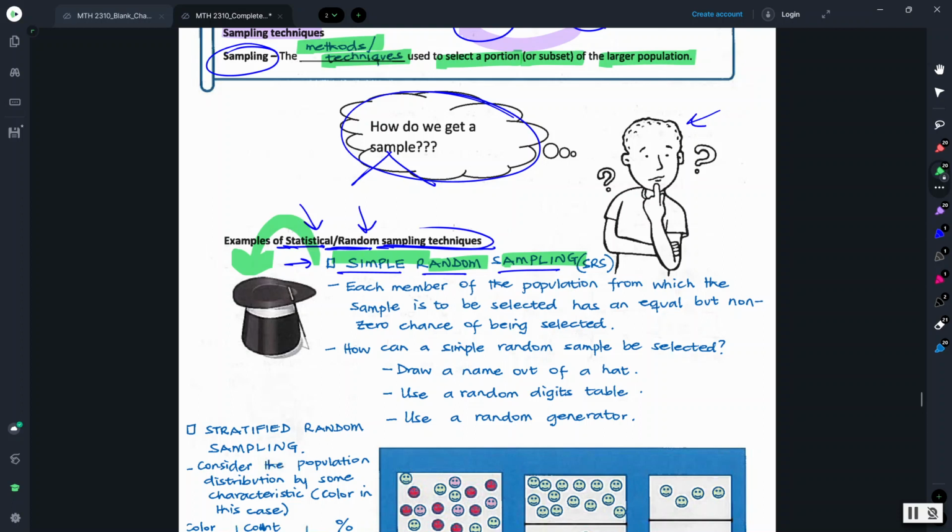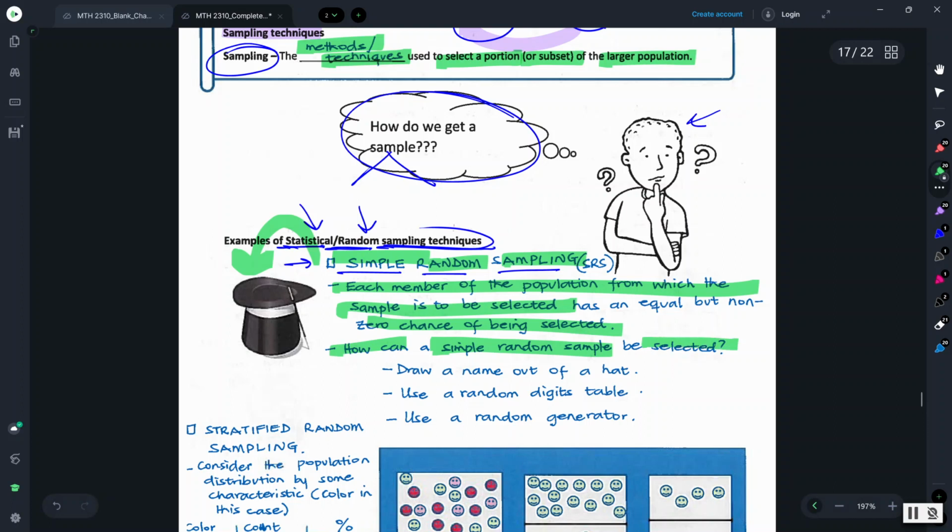I think nobody will complain because they would agree that each member of the population from which the sample was to be selected had a chance of being selected. And so this will constitute an example of a simple random sample. So how can a simple random sample be selected? You can draw a name out of a hat, you can use a random digit table, or you can use a random generator. These are all examples of how a simple random sample can be selected from the entire population.